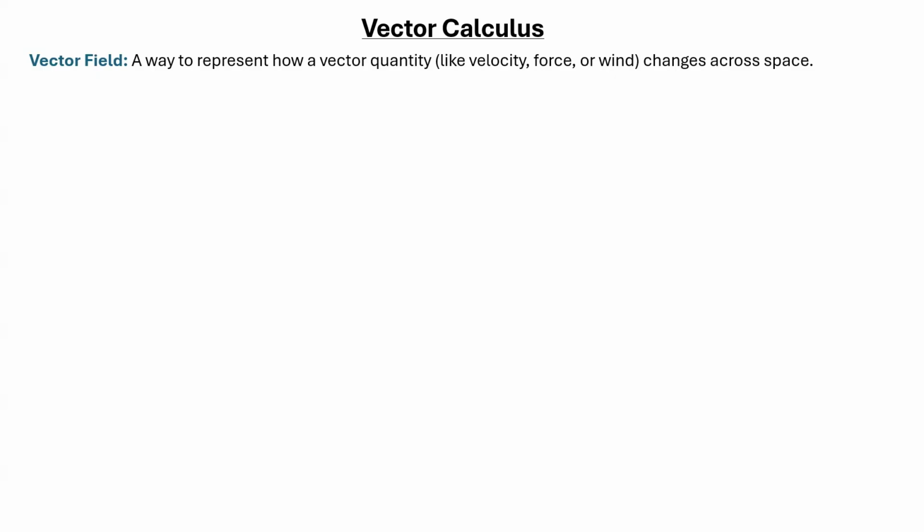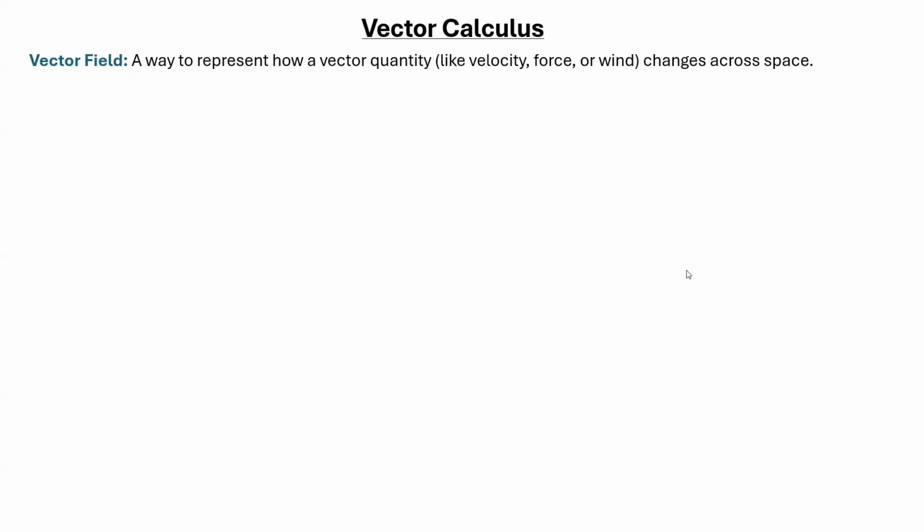Today, we're going to discuss vector calculus. Before that, we would like to understand what a vector field is, why we need to learn this, its application, and why we shifted to gradient, divergence, and curl to understand the vector field in a better way. Basically, a vector field is a way to represent how a vector quantity, which can be anything like velocity or force, which has a magnitude and a direction, or wind, changes across space. Space means basically location.